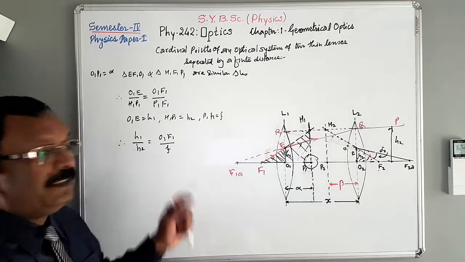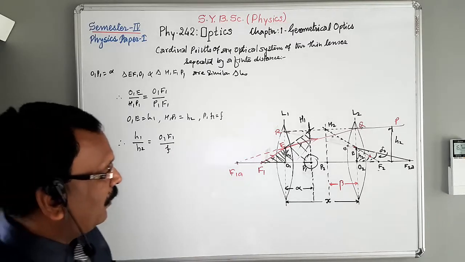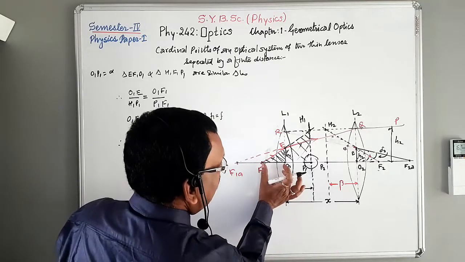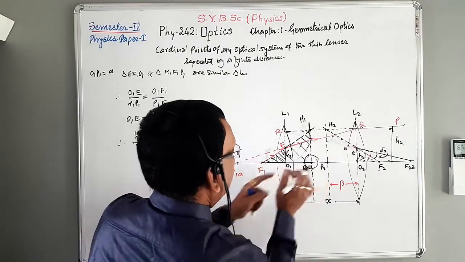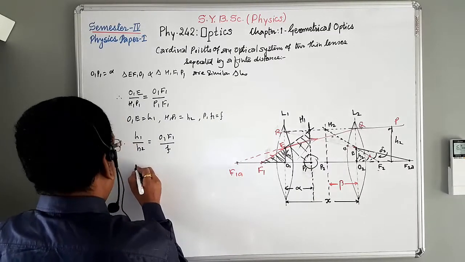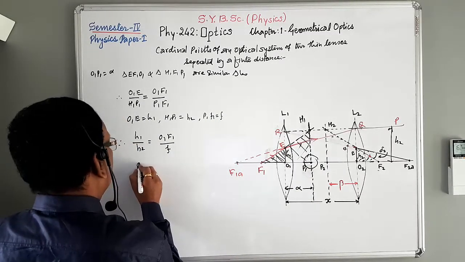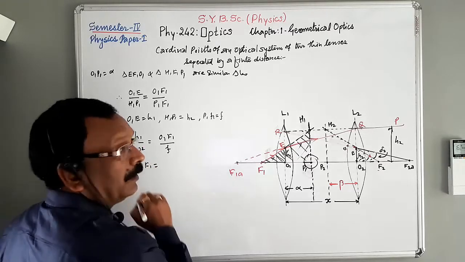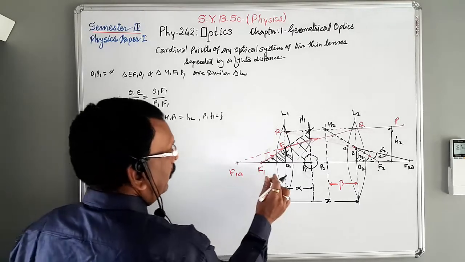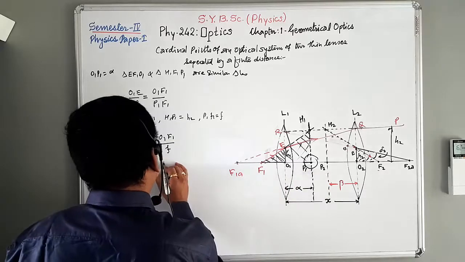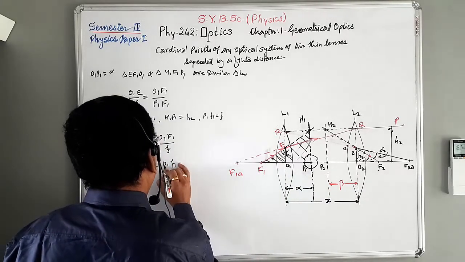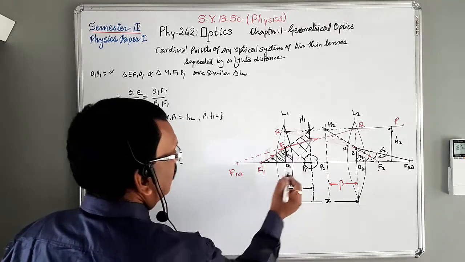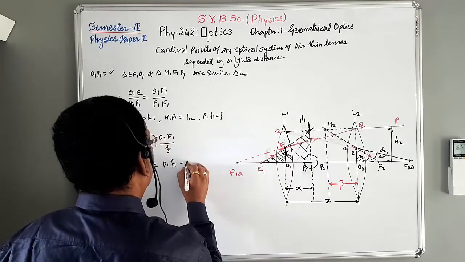But in this figure, O1F1, this distance is equal to this minus this. That is, O1F1 is equal to P1F1 minus O1P1.